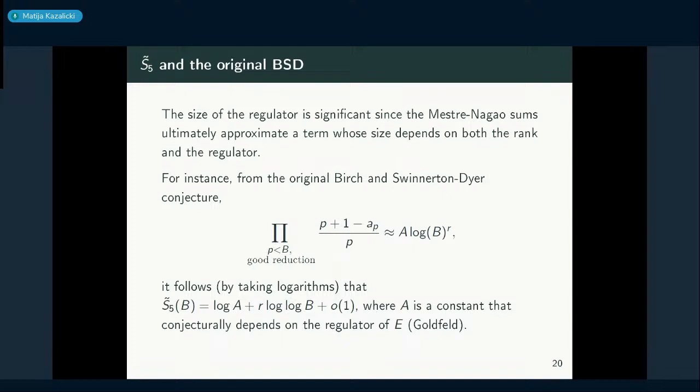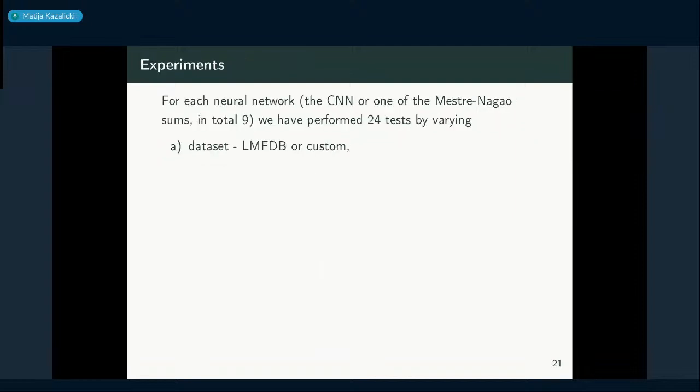And this is the problem, because what the Mestre-Nagel sums algorithms ultimately do is that they express this term, which also depends on this constant. So there's this bias in this data. But since our only aim is to compare the CNN algorithm with the Mestre-Nagel sums, maybe it's not so important that this database of elliptic curves is not representative, that it is biased. Okay, so let me explain our experiments.